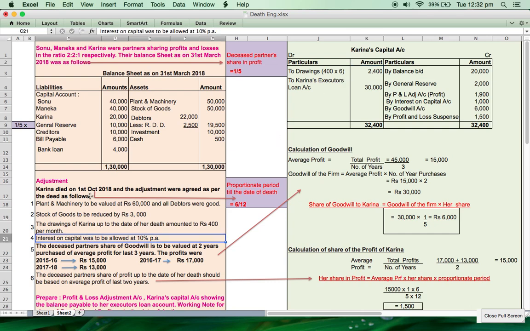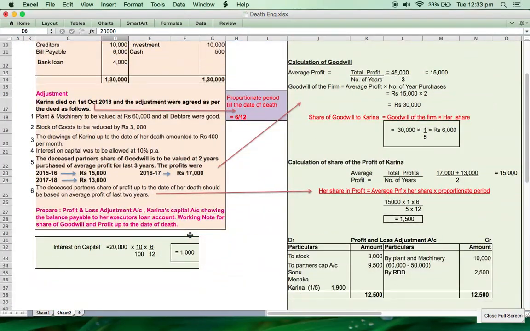Next, interest on capital was to be allowed at 10% per annum. Her capital is 20,000 rupees. Now let's see how we are going to calculate interest on capital.